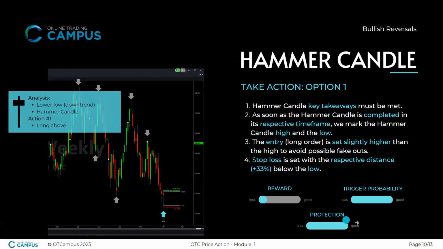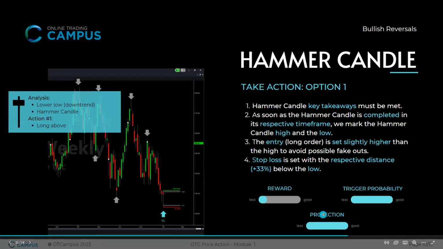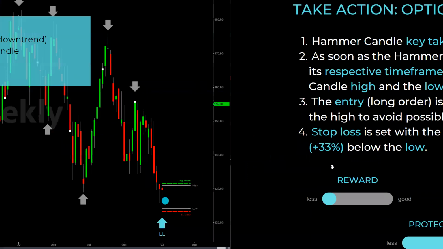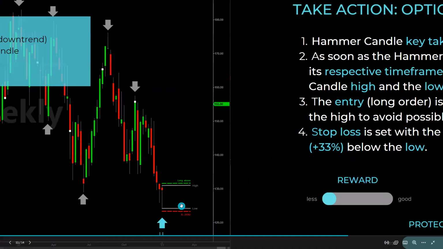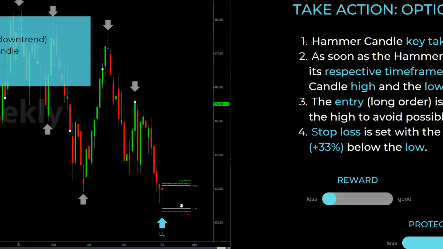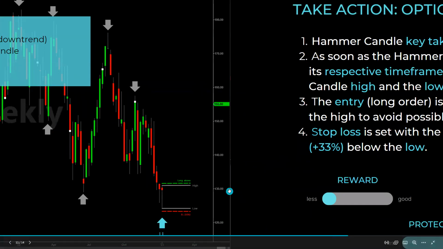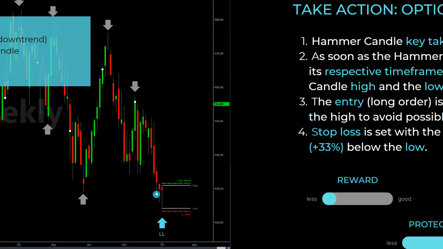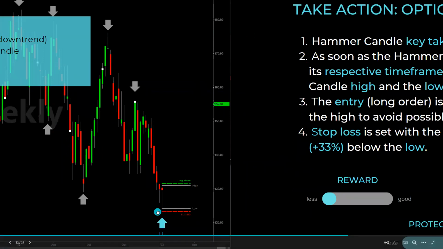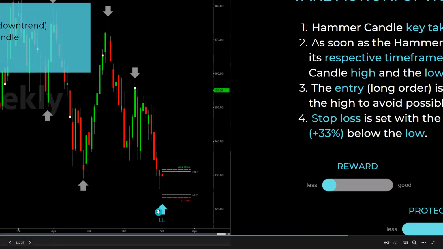The next one is the protection. This depends on your stop loss. Here, a stop loss of 33%, 50%, 100%, 10% is very, very good. Why? The reason is your stop loss must be below the low. That means you have definitely, and we are talking about this lower low here, right? This is the lower low.